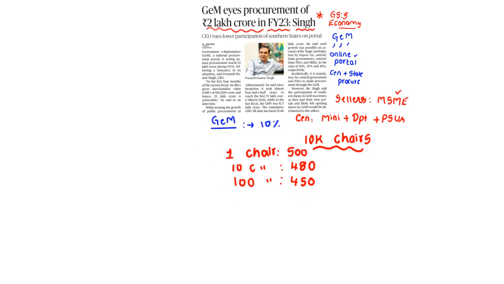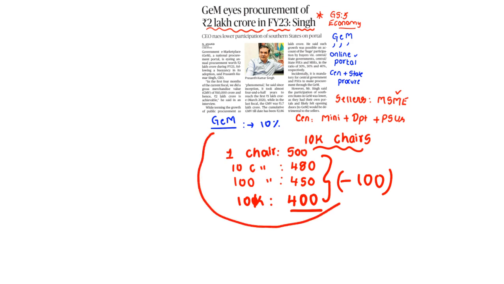So what if you really want 1,000 chairs or 10,000 chairs? He will give them to you at somewhere around 400. Clear? So the price difference between one chair and 10,000 chairs is minus 100 rupees. So the 10% which the government is able to save because of the Government e-Marketplace is this 100 rupees only. So the collective amount costs somewhere around 10%. Are you getting it? So this is very important.